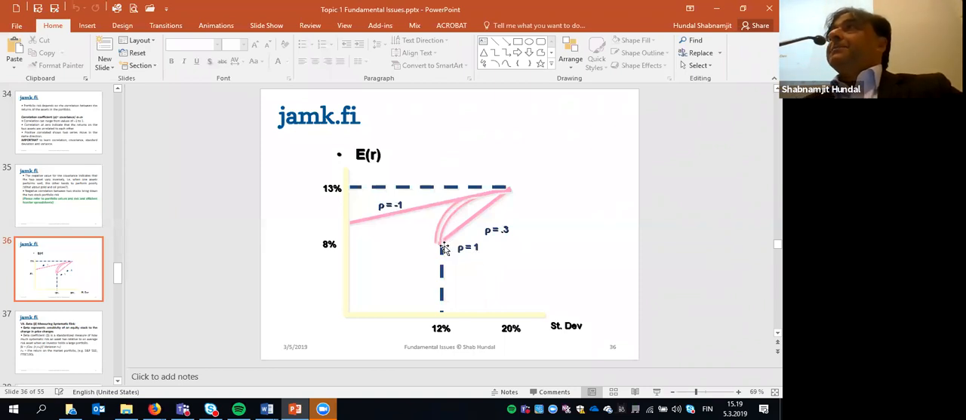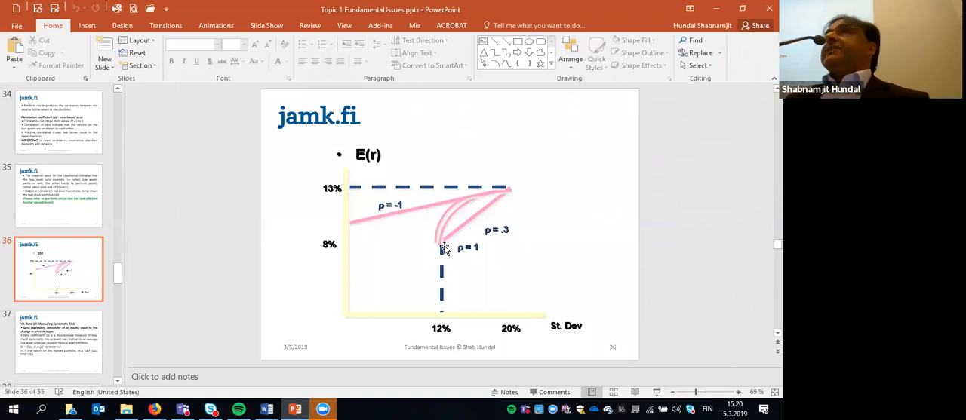That's my point. It means that the correlation changes the relationship between risk and return. They remain positive, but how positive? How much positive? That depends upon the correlation. Okay, but for this, you need to understand one thing: diversification.